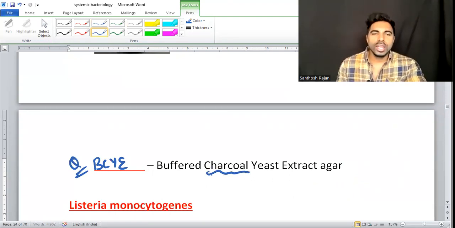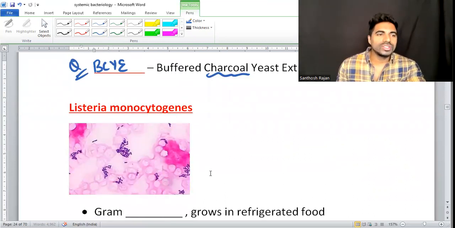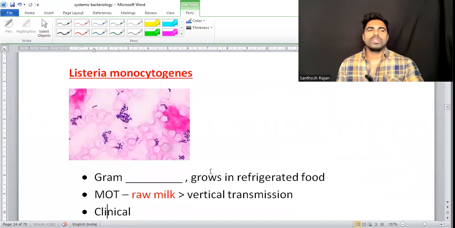Okay, Legionella. We have a lot of L's in microbiology: Listeria, Leptospira, Legionella. At least these three are important. So one L is over, Legionella. Now Listeria monocytogenes, both favorite questions.